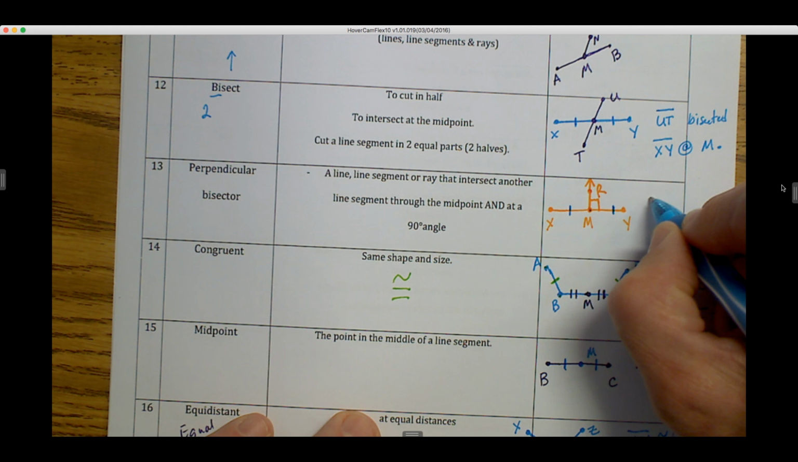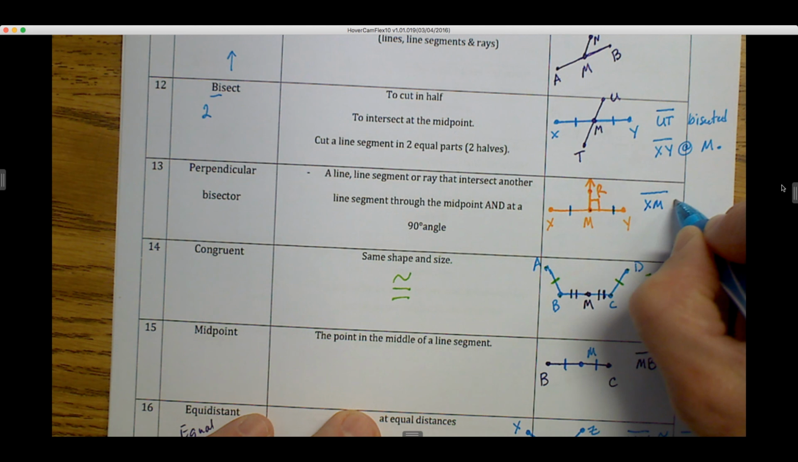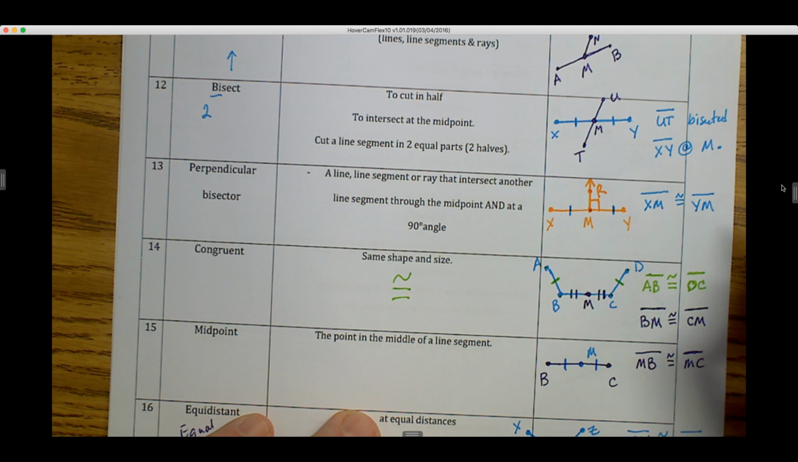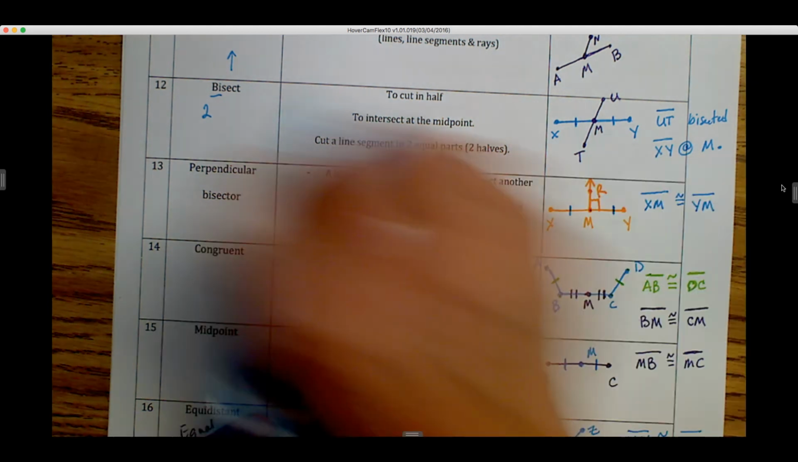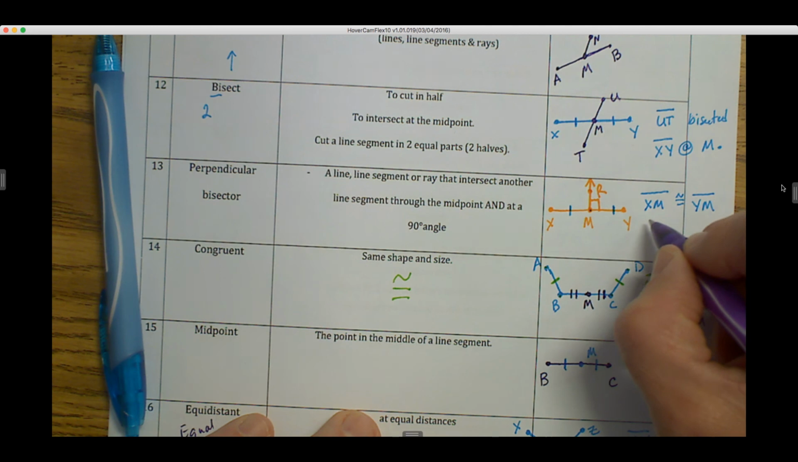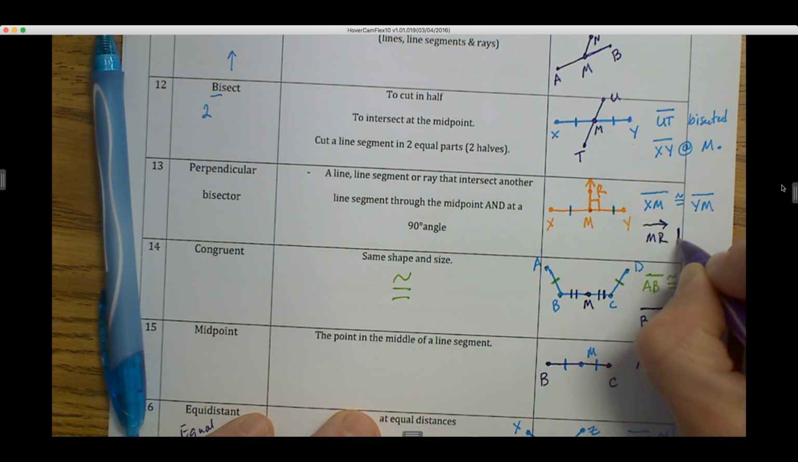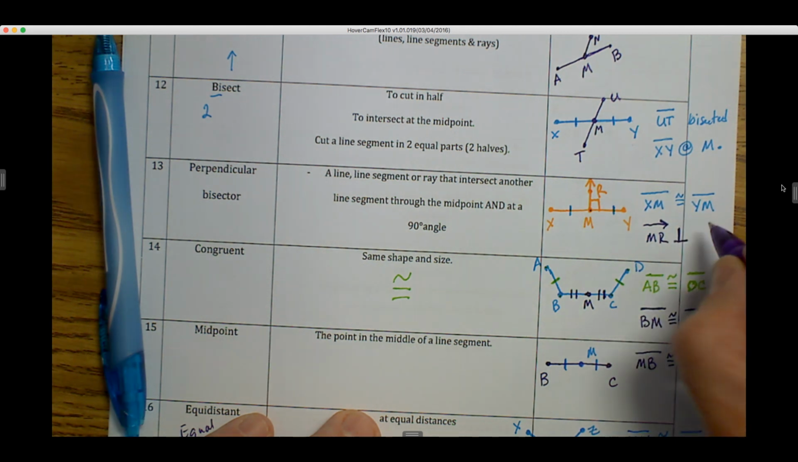So we could say line segment XM is congruent to line segment YM. And we could also say that ray MR is perpendicular. Remember, perpendicular, the upside down capital T. Ray MR is perpendicular to line segment XY.